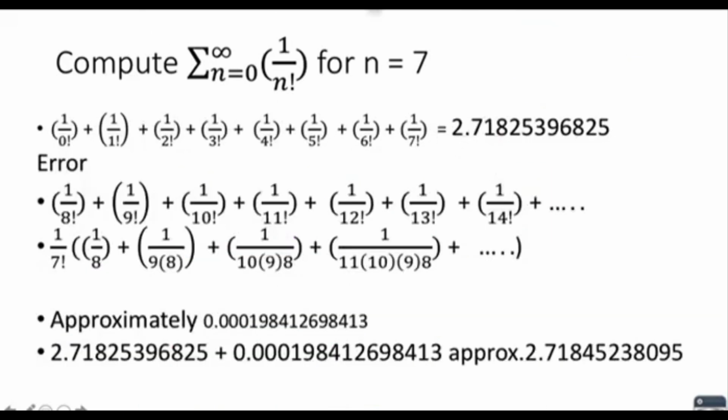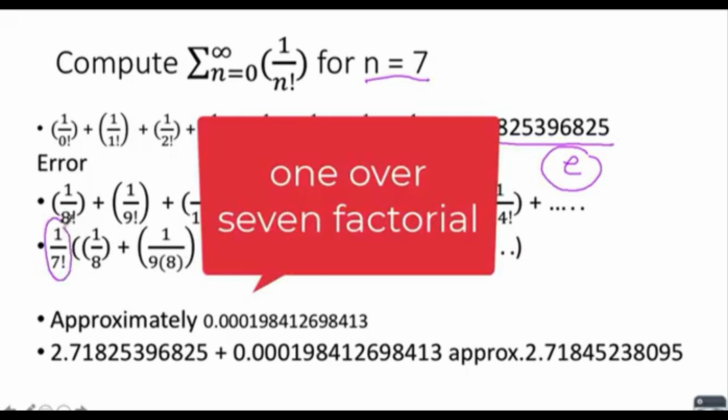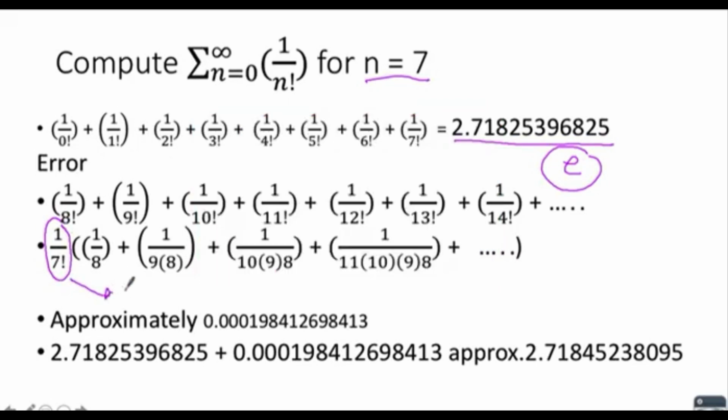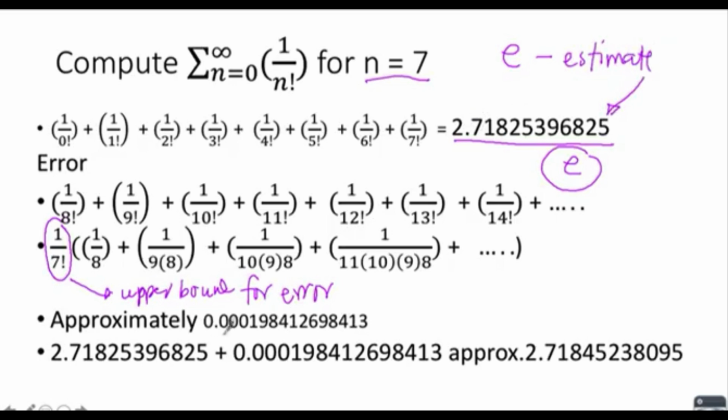So we now say that we can choose any convenient value for n. If you choose 7, then this is our estimate for e. The value 1 over 7 factorial, this value, would be our upper bound for error. So the discrepancy between the true value of e minus our estimate, which in this case is this value, would be the error. And that error is approximately this value. And so our estimate and the error would give us an approximate value of e, which at this point is not correct because we just chose a convenient number 7.